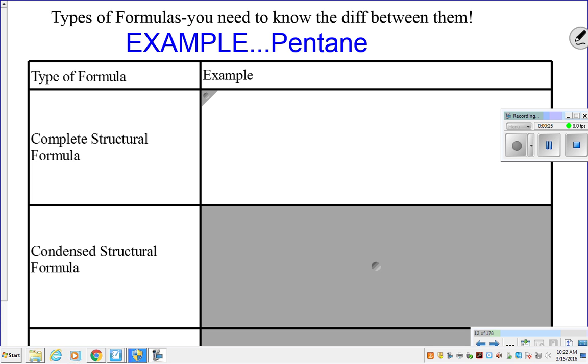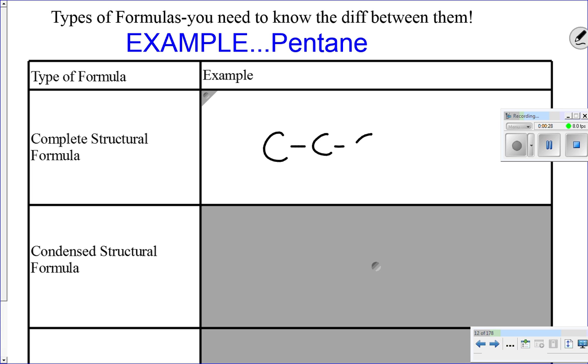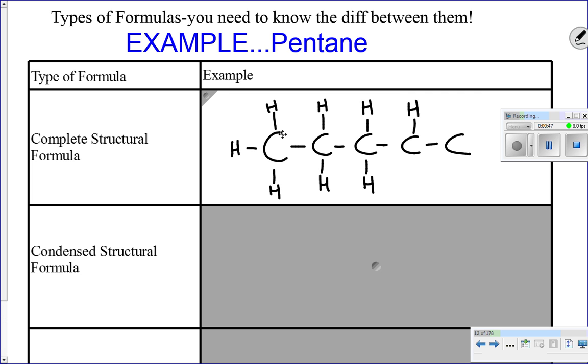Most of the time we're going to draw complete structural formulas. So a pentane molecule will have 5 carbons in a row. And as we discussed in our last video, each carbon can hold 4 bonds. So where there isn't another carbon bonded, there's going to be a hydrogen. We'll discuss this a little more in detail, but I just want you in this portion to understand what an actual structural formula is. A structural formula shows exactly how these atoms are laid out in the molecule and how they're bonded together.